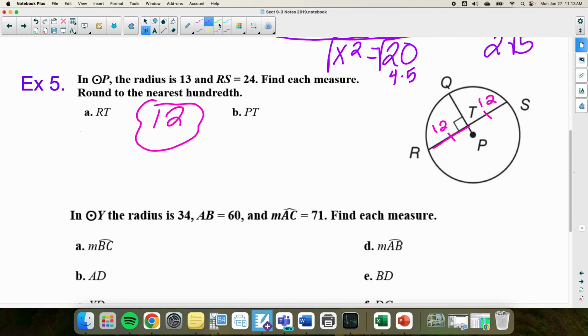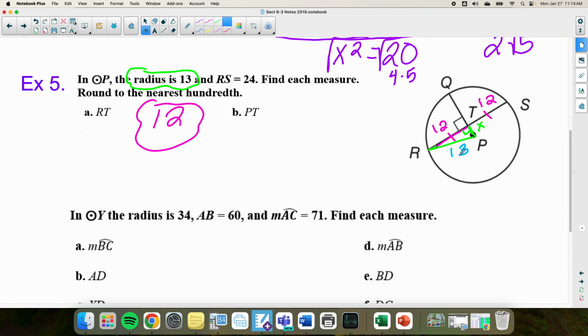And then they ask for PT, which is this little distance right there, okay? And so to do that, I'm gonna form that right triangle. If that's a 90, this is a 90. PT is this very little length right here, okay? And don't I know the radius from right here? So the radius here would be 13.